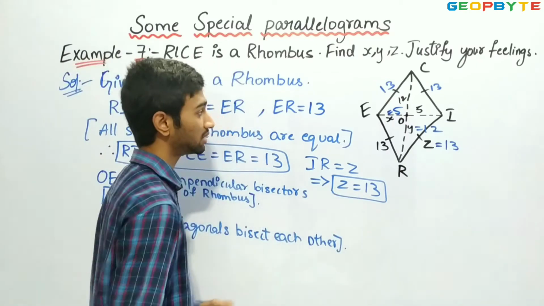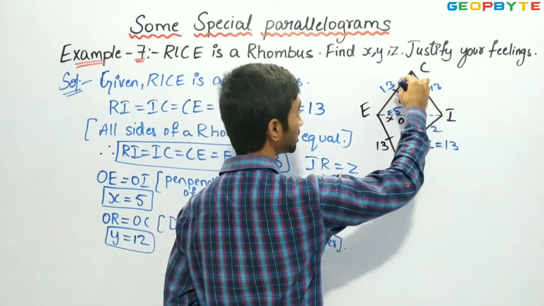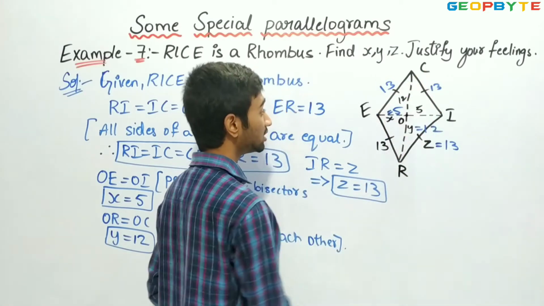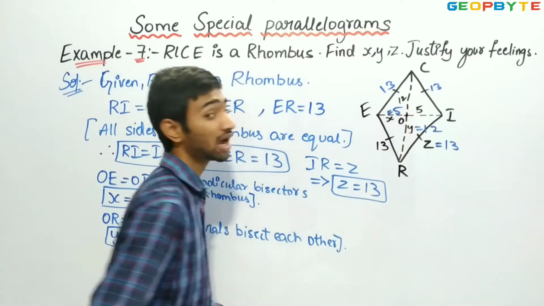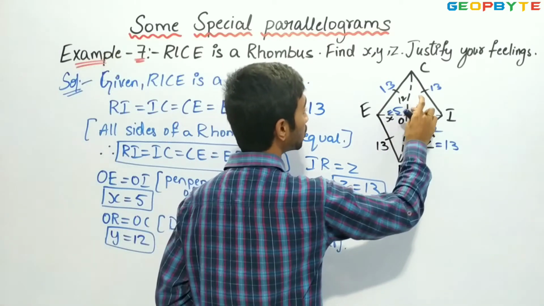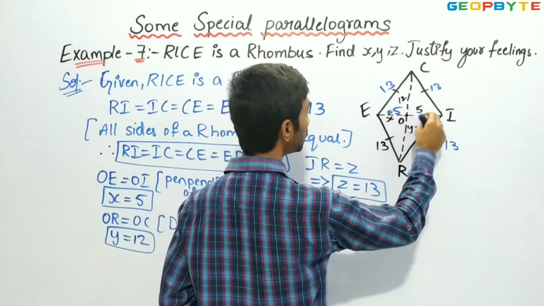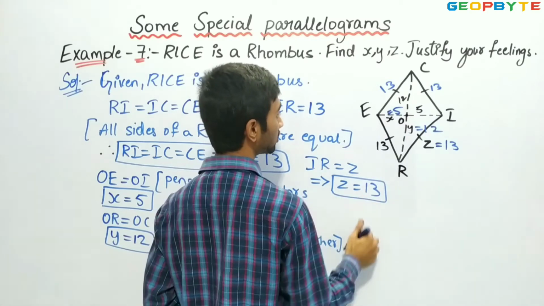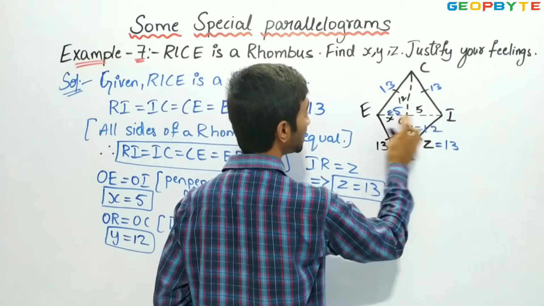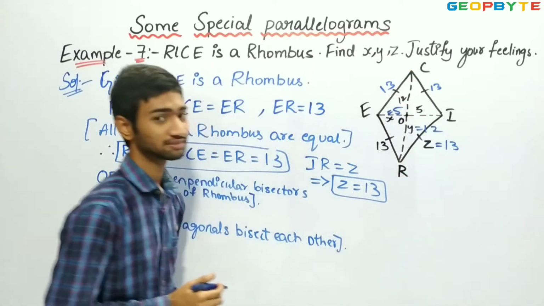And you need to remember that all sides of a rhombus are equal and opposite angles will be equal, and the diagonals in a parallelogram are perpendicular bisectors to each other. So that's why OC will be equal to OR and OE will be equal to OI. So therefore CR and DI are the diagonals which bisect perpendicularly.